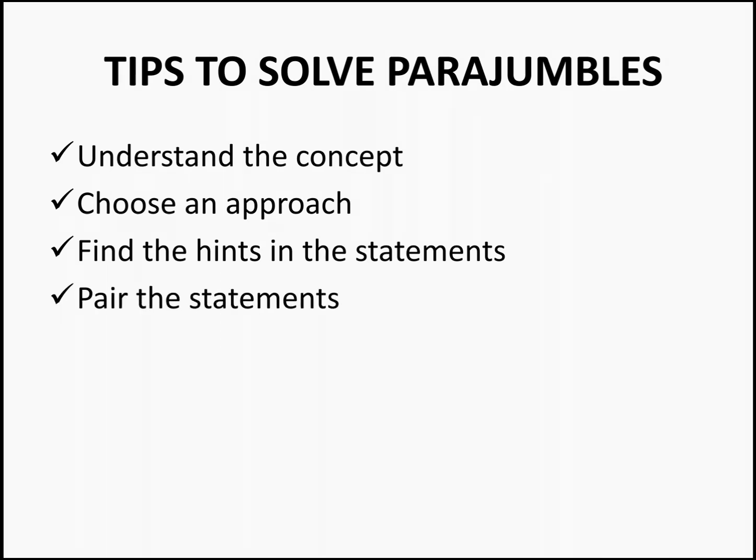Then comes pairing the statements. See, once you have found the keywords, start checking if you can pair the statement with one another, which is given in the question. This is a key step towards answering your parajumble. Then comes ruling out the options. If you get a pair, see which of the options would fit your arrangement and rule out the other options. This is the easiest technique to solve your parajumble.